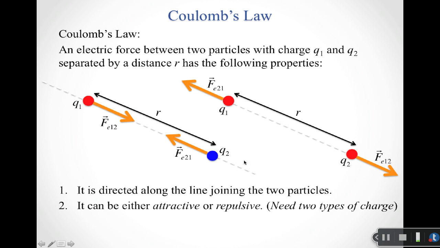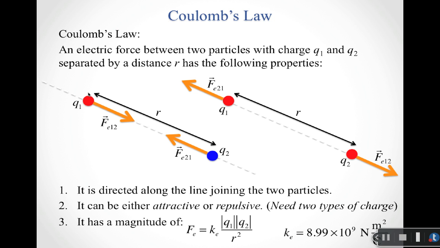Obviously, it can be either attractive or repulsive, and this is why we actually need two different types of charge. We said the gravitational force is always attractive, so we only need one type of mass to explain that, and that's why we say mass is always positive. But to explain the electric force, because it can be both attractive or repulsive, we need two types of charge, and so we've chosen to call one of them positive charge and the other one negative charge.